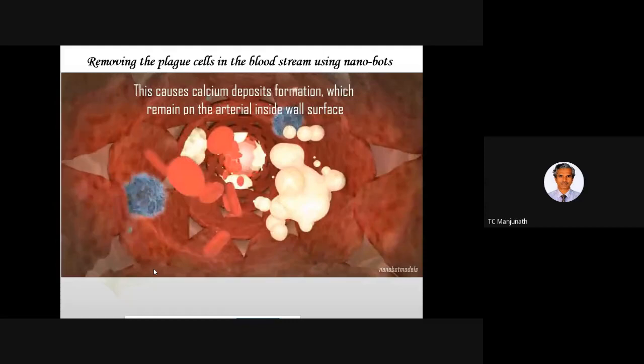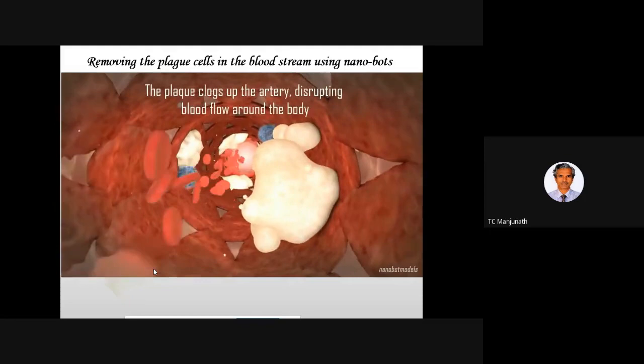And it goes to the walls, cleans everything. There you can see it is cleaning all the fatty layers.